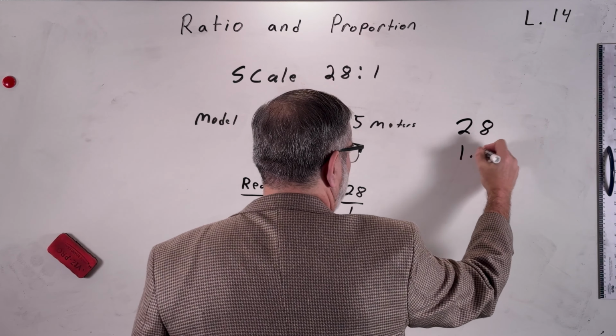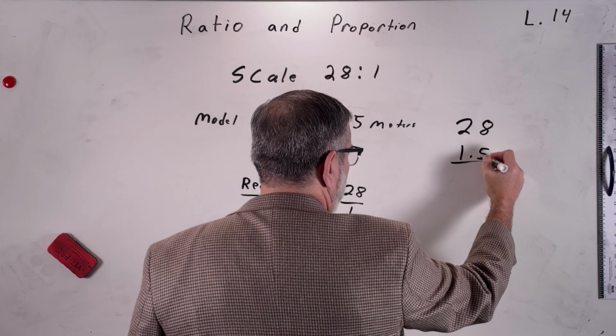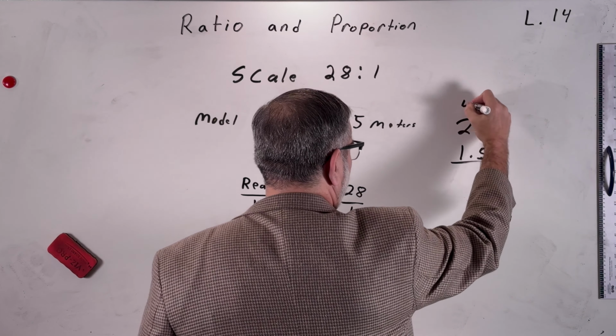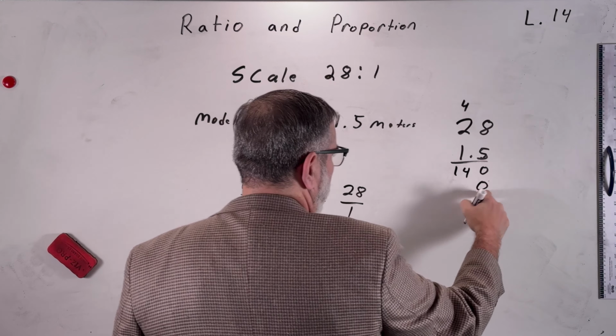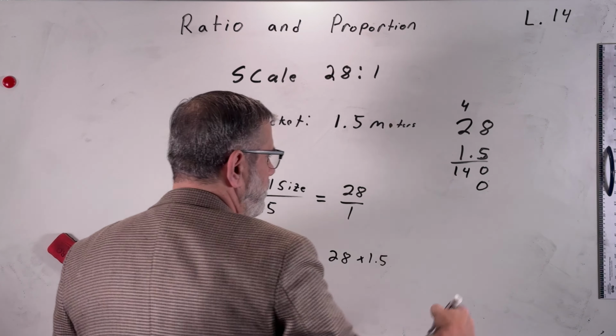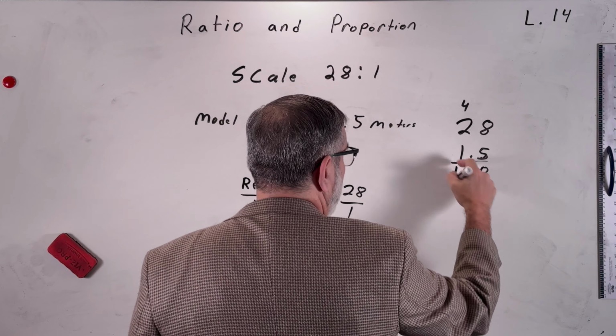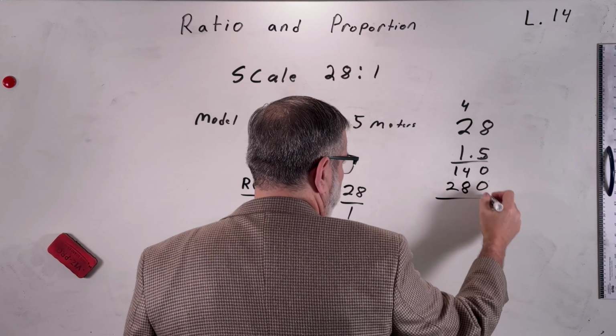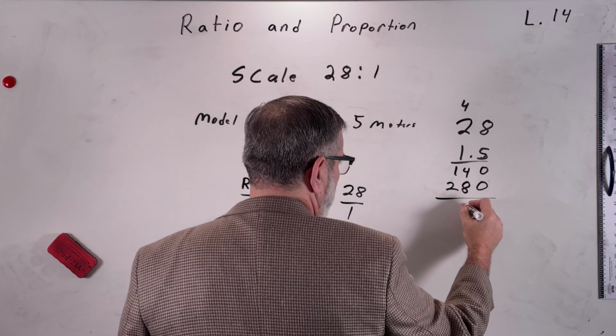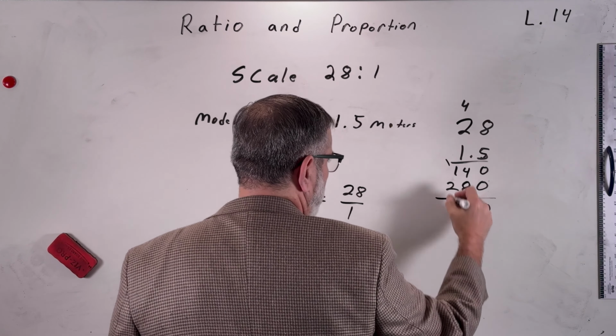28 times 1.5, 5 times 8 is 40, carry the 4, 5 times 2 is 10, plus 4 is 14. Drop down a 0 because the 1 is in the tens place. 1 times 8 is 8. 1 times 2 is 2. Add it all up. 0 plus 0, 0. 8 plus 4 is 12. We carry the 1. Now we have 2 plus 2 is 4.